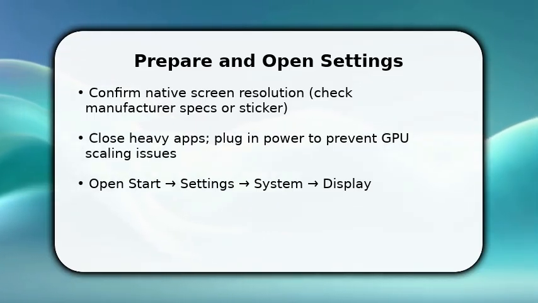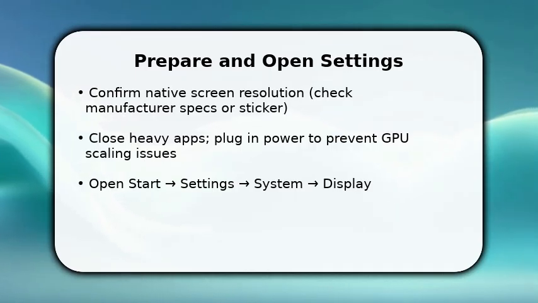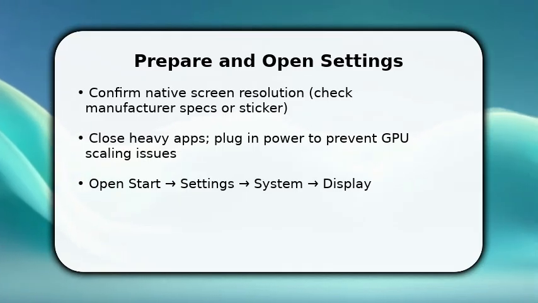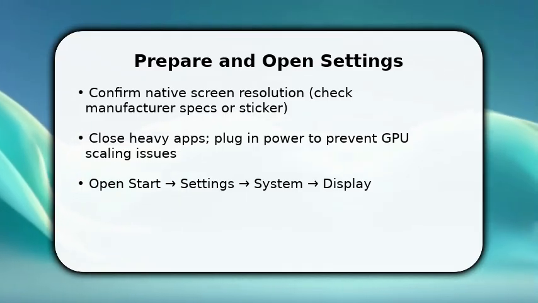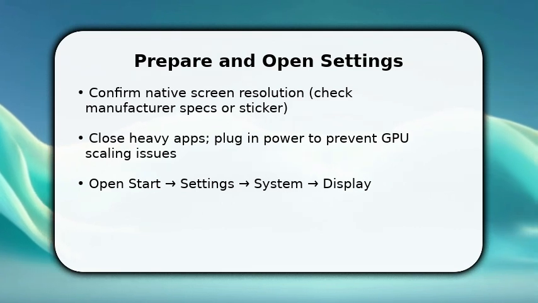You do this because Windows shows recommended resolutions based on detected panel parameters. Changing from here ensures the system applies a compatible mode. Make sure to note the current resolution so you can revert if needed.